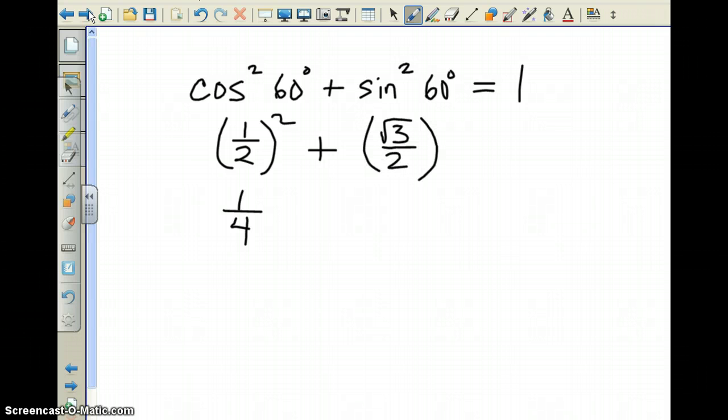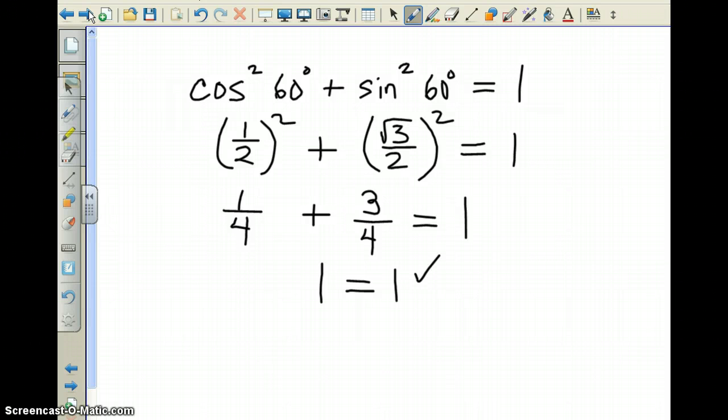And if I square that value, I'm going to get 3/4, radical 3 squared is 3 and 2 squared is 4. And that all is supposed to equal 1. And notice 1/4 plus 3/4 is equal to 1. So it checks out. And again, not only would that work for 60 degrees, it'll work for any angle theta that you choose.